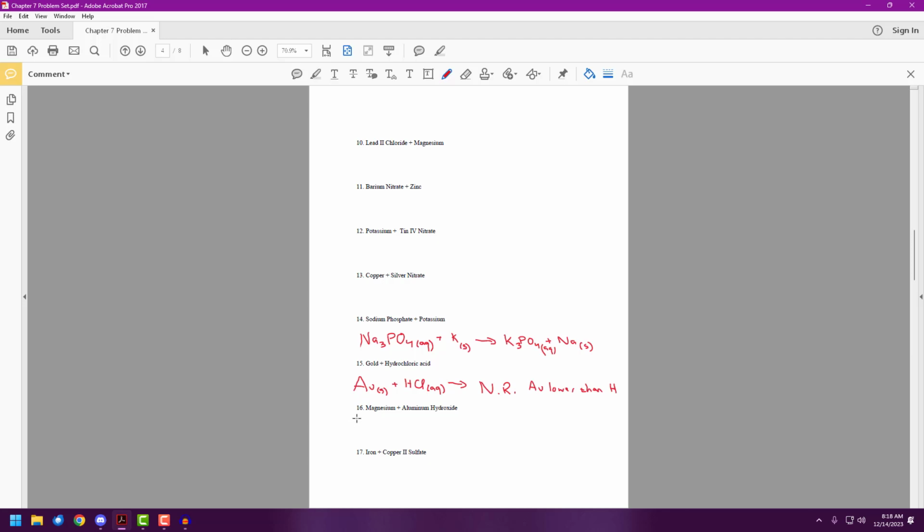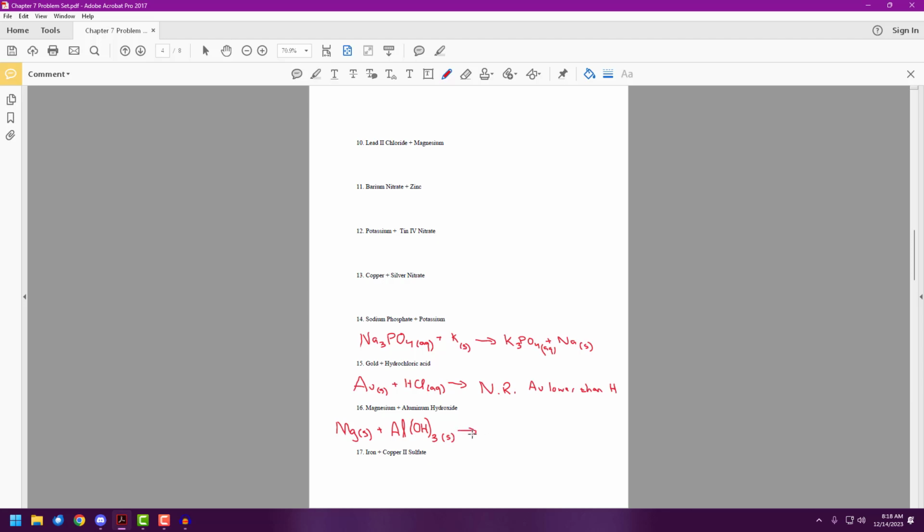For 16, magnesium and aluminum hydroxide. Magnesium is Mg. Again, most metals are solid. Aluminum hydroxide. Aluminum is Al. Hydroxide is OH. Al is +3, OH is -1. So drop and swap means I have to put parentheses in a 3. Aluminum hydroxide will be a solid.